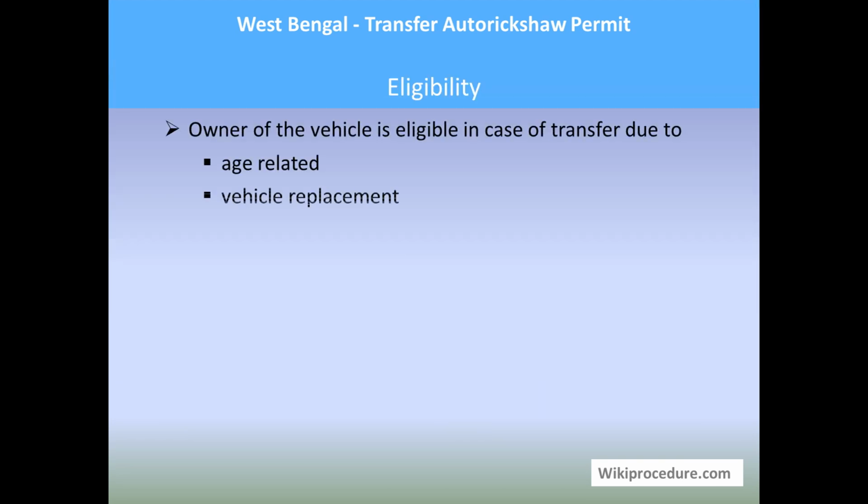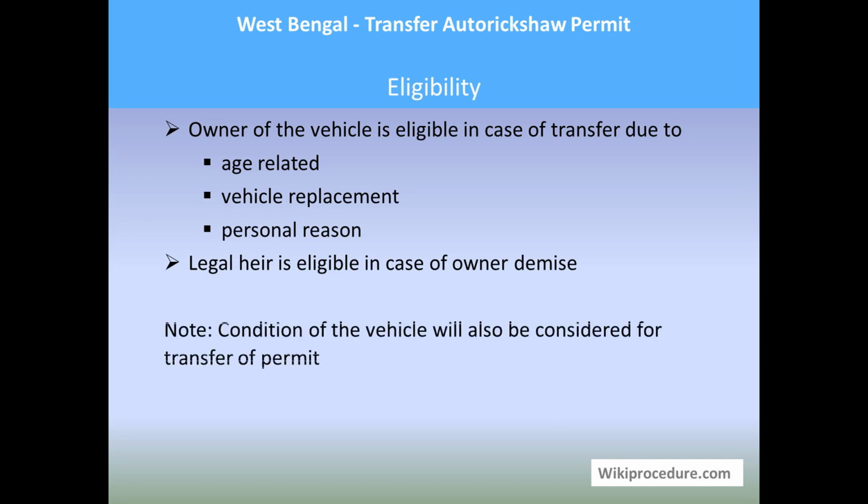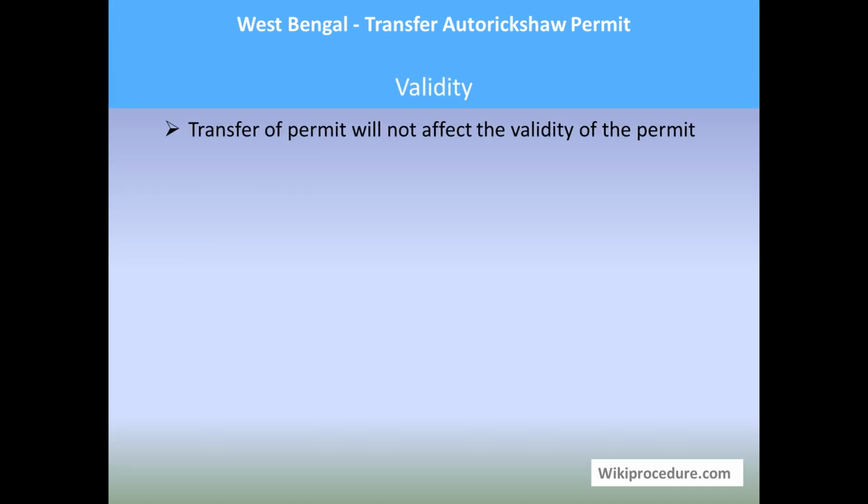Eligibility: the owner of the vehicle is eligible in case of transfer due to age related reasons, vehicle replacement and personal reasons. Legal heir is eligible in case of owner demise. The condition of the vehicle will also be considered for transferring the permit. Validity: transfer of permit will not affect the validity of the permit.